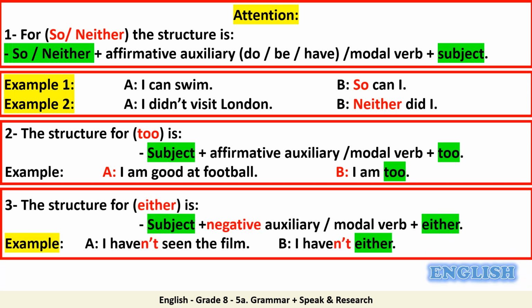Third, the structure for either is we start with the subject at the beginning of the sentence, plus the negative auxiliary. Be careful about this, please. Negative auxiliary, it means we are going to use the word not, or the modal verb, of course, plus either. Example, A, I haven't seen the film. It's negative, of course, right? B says, I haven't either. So be careful about using the negative with the word either.